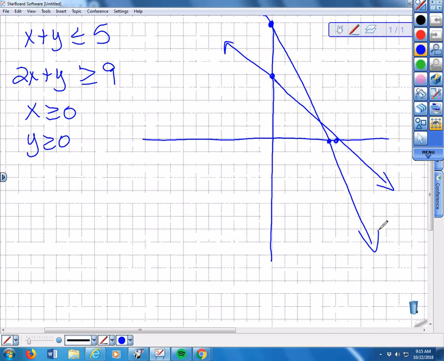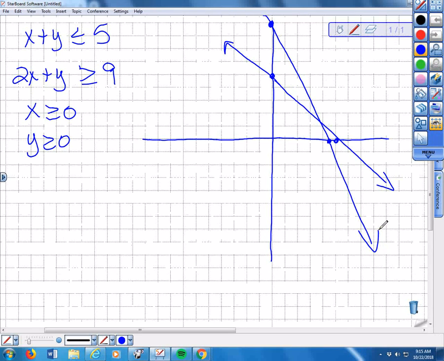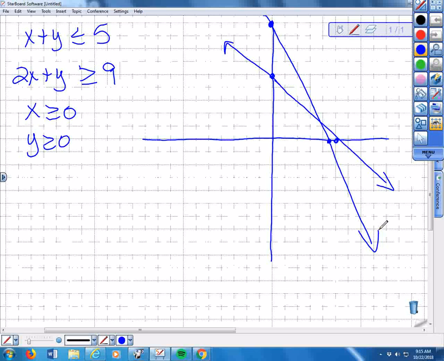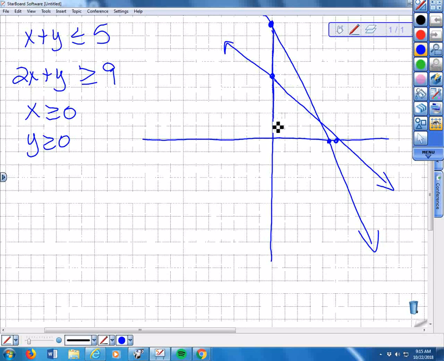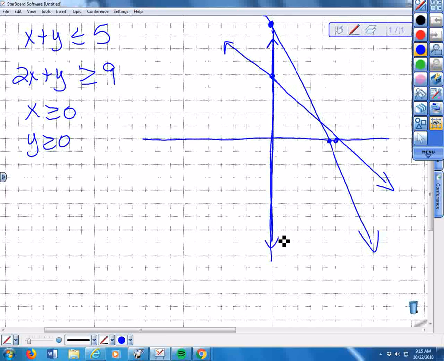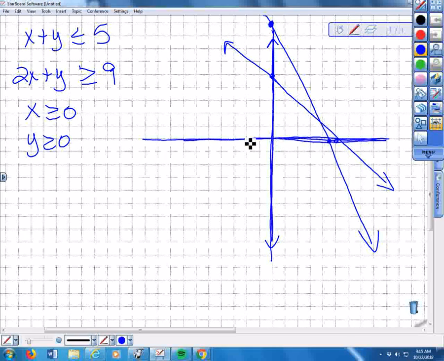With me still? Oh, 4.5. I just found the x and y intercepts because it's in standard form. Now x is greater than or equal to 0, so that's this. It's a vertical line. And y is greater than or equal to 0. Well, y equals 0 is a vertical line or horizontal line, right?